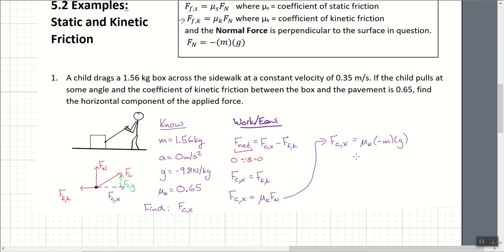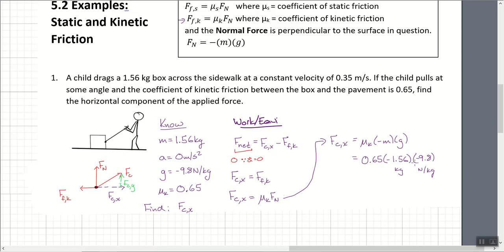With these values, it's just a simple calculator problem. I know that the kinetic friction's coefficient is 0.65. The mass that we're dealing with is 1.56, and I snuck in the negative there. And that's kilograms, and I'll play the units underneath. And gravity is 9.8, or negative 9.8 rather, newtons per kilogram.